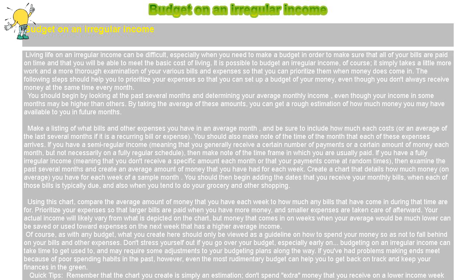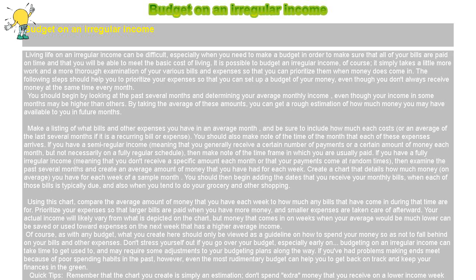You should begin by looking at the past several months and determining your average monthly income, even though your income in some months may be higher than others. By taking the average of these amounts, you can get a rough estimation of how much money you may have available to you in future months.